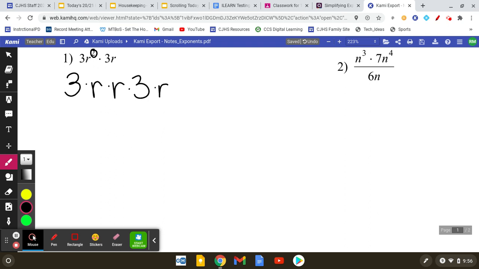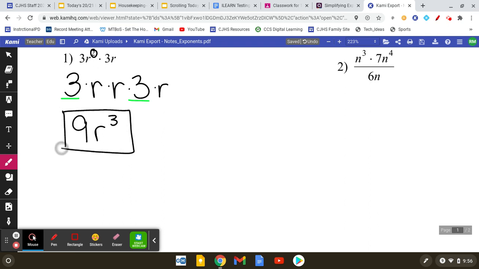Now we are going to clean this up and make it simpler. What's 3 times 3? 9, good. And then how many r's do I have? 3. So we would write that as r to the 3rd. That's our final answer.